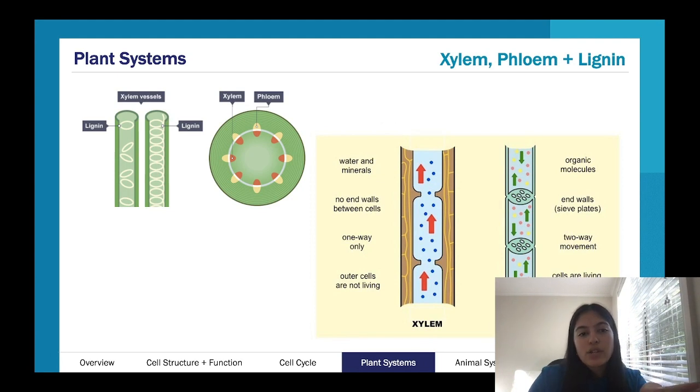Okay, so we can see these in our diagrams here. You can see the lignin is just what you'd expect a structural molecule to look like. It just gives it that structure. You've got your xylem here and your phloem, and again, part of those vascular bundles.